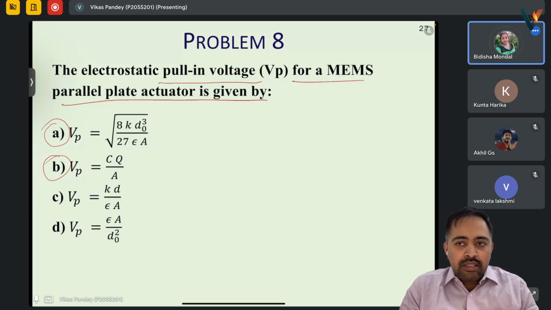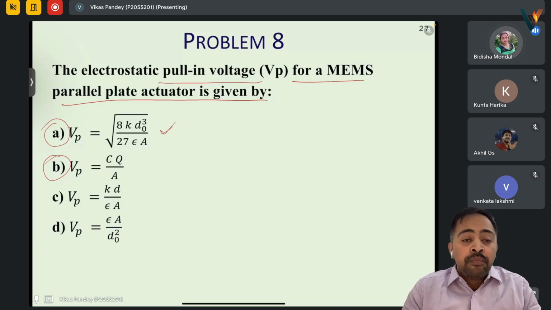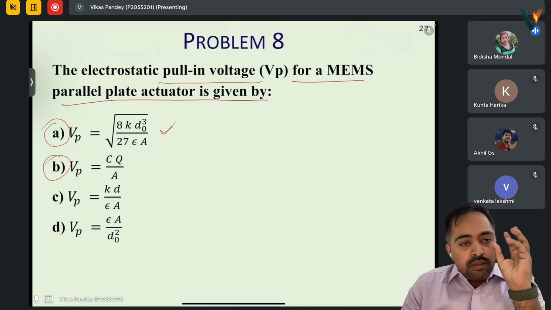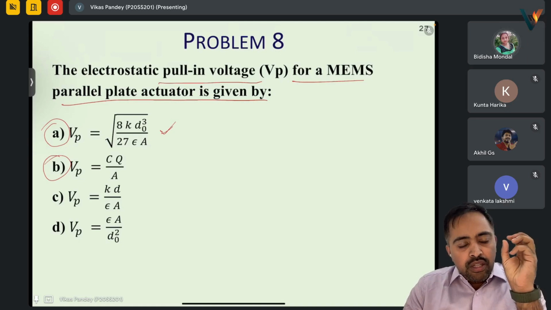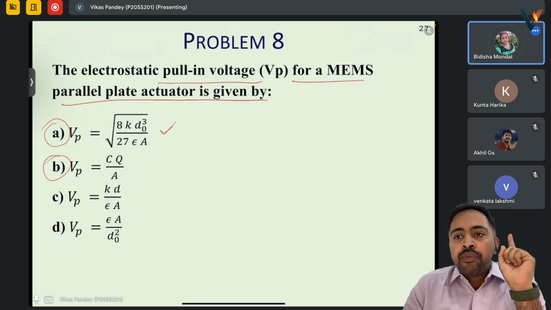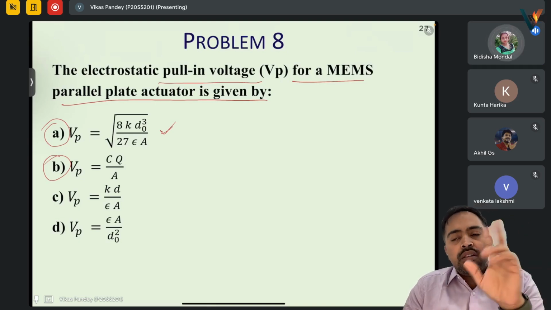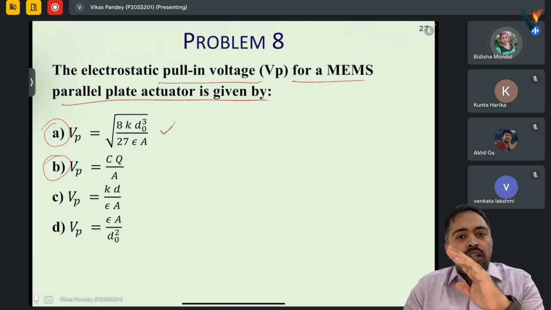If you check the derivation, B is what comes. But there are some things to keep in mind, that this pull-in voltage will depend on the spring constant because... There is some echo coming from your side. Can you mute? Yeah.